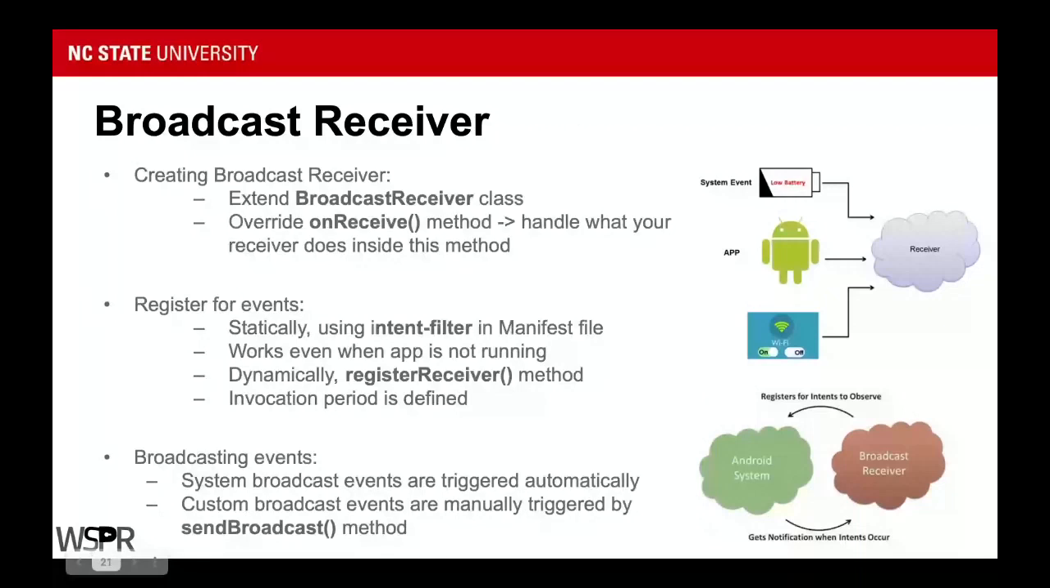To implement a broadcast receiver, we first need to extend the BroadcastReceiver class and then override the onReceive method. This onReceive method gets executed when your app receives that broadcast notification. Then we need to register for this broadcast event. We can do it in two ways. We can do that statically by specifying it in the Android manifest file, or we can do that dynamically by calling the registerReceiver method in a component.